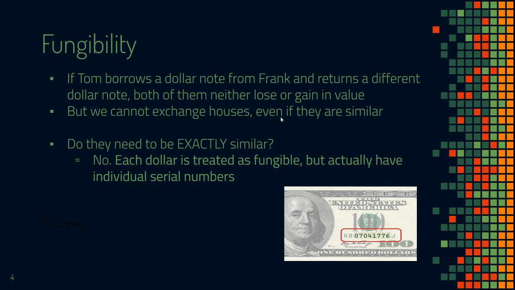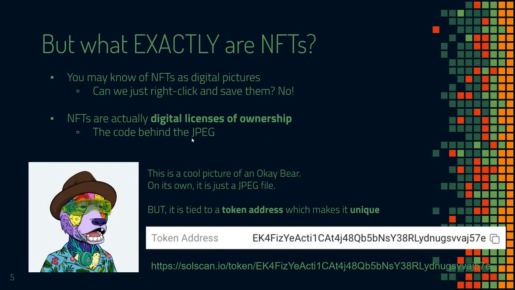So things that are non-fungible essentially can't be exchanged very easily. Things that are fungible can be exchanged very easily, and we can treat them as the same. Like we talked about, each dollar is treated as fungible, but they actually have individual serial numbers. You see that there. So what exactly are NFTs?